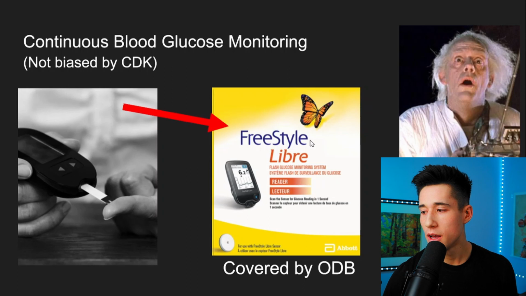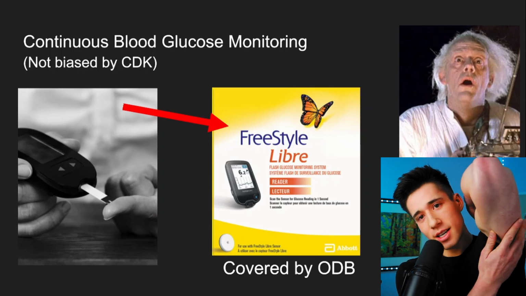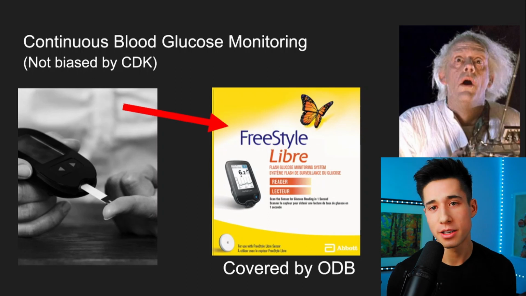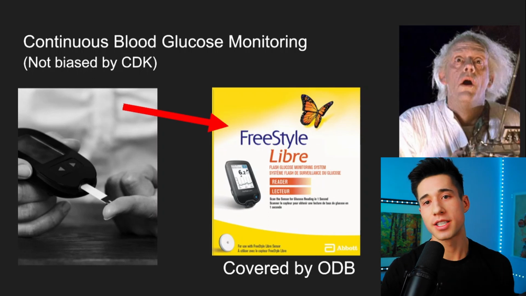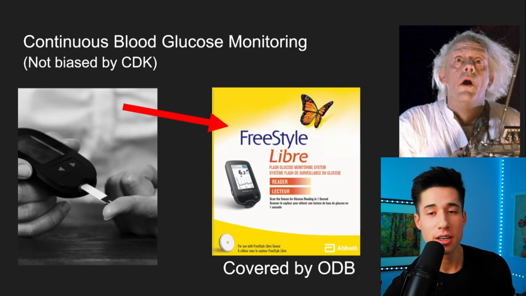So now we have the Freestyle Libre. This device has been covered by the Ontario Drug Benefit for a little while, so lots and lots of patients are using it now. The way that one works, you have a sensor, you stick it to the back of your arm, and then you have a reader, and you just read the sensor every once in a while, and then it gives you a reading. So it's much, much more convenient than the glucometer.